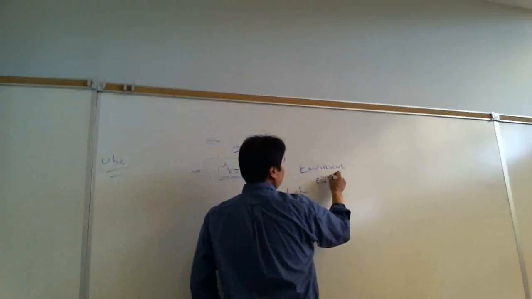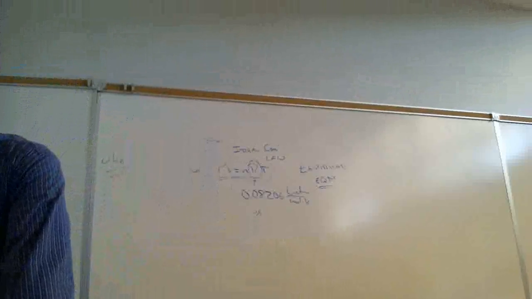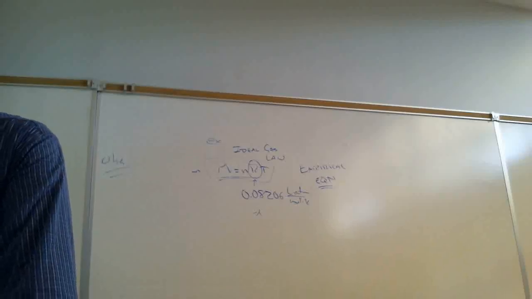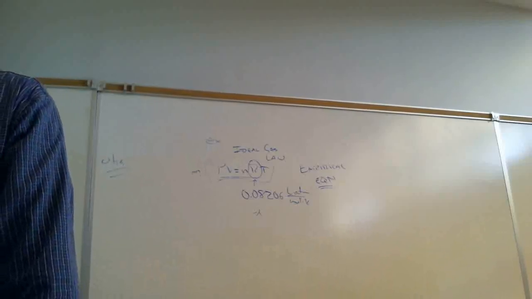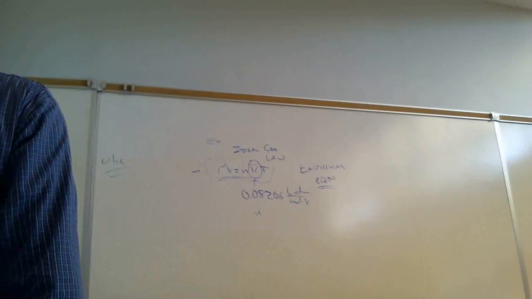We see empirical equations a lot in science. Do you know what empirical means? Empirical means based on observation. So this is a mathematical equation that came from observation. So somebody collected a lot of data and tried to fit that data to a mathematical equation and came up with this.